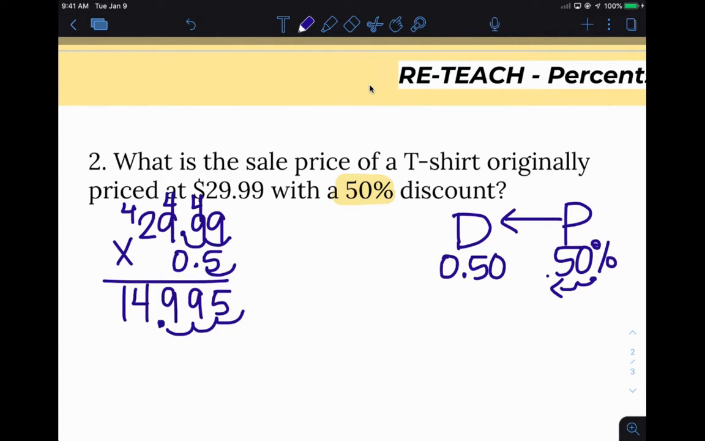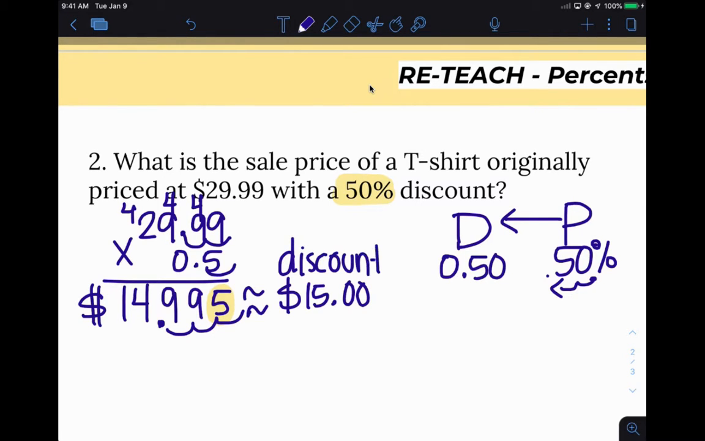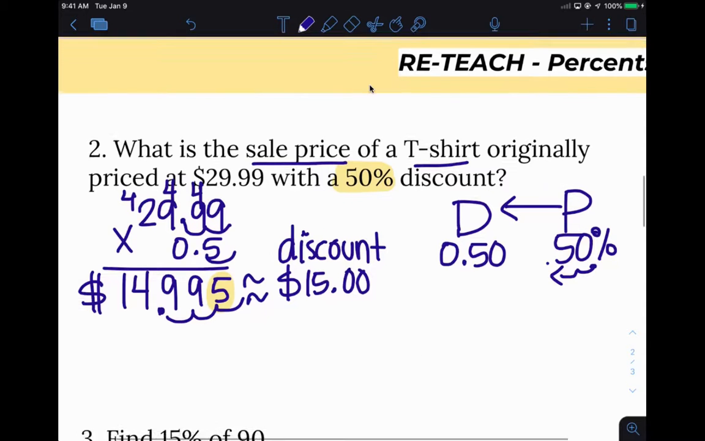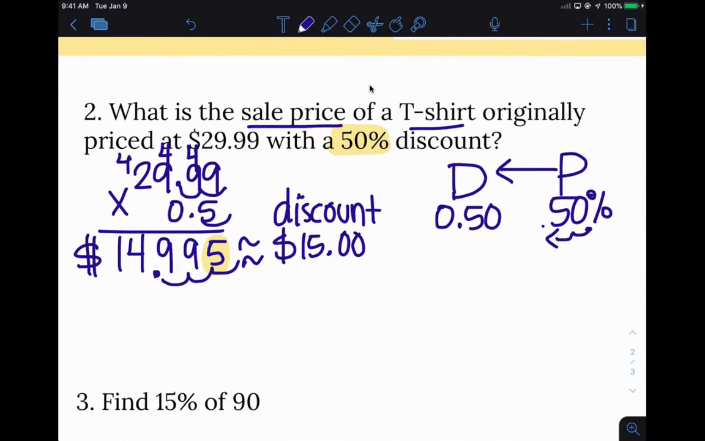So right here, the discount that we're going to receive is going to round to $15. This is the discount. Is this my final answer? Let me go back and read the question again. What is the sale price of a t-shirt originally priced at $29.99? So the sale price is how much you pay after you receive the discount.